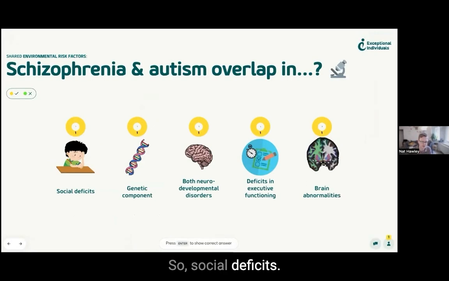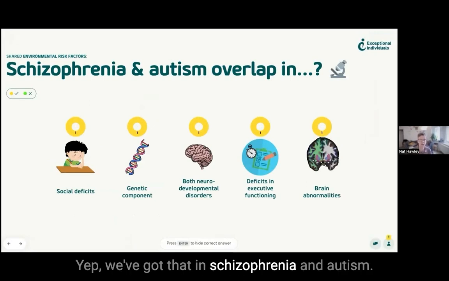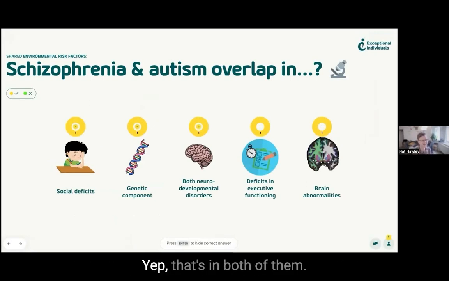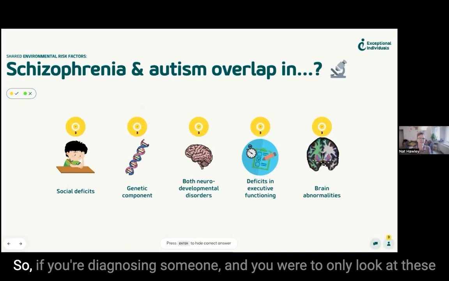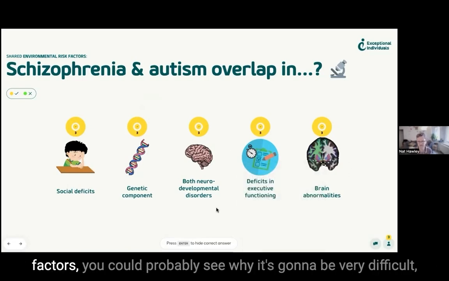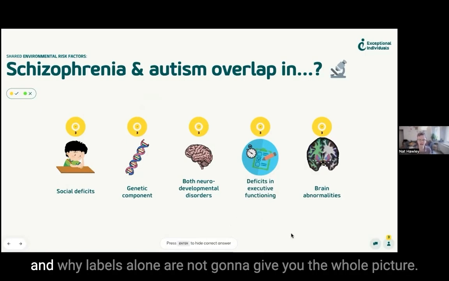So social deficits, yep, we've got that in schizophrenia and autism. Genetic components, yep, that's in both of them. Both neurodevelopmental disorders, check, check, check. Deficits in executive function, check. And brain abnormalities, yeah, check. So if you're diagnosing someone and you were to only look at these factors, you could probably see why it's going to be very difficult and why labels alone are not going to give you the whole picture.